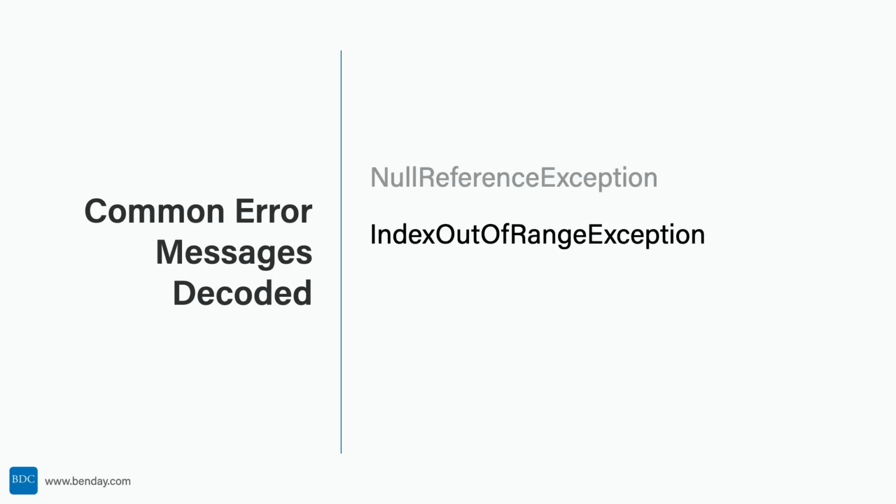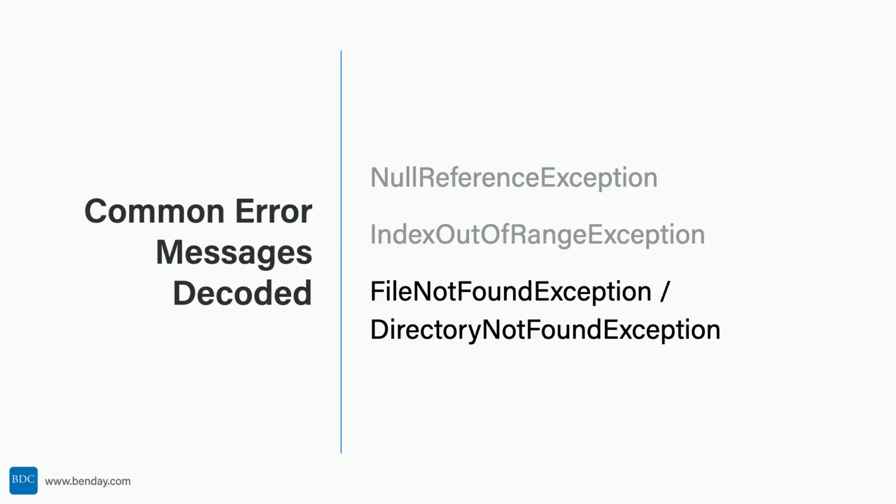Index out of range exceptions happen when you're working with arrays and collections. Let's say you have an array with 5 items in it, and then you ask for item number 6. There's no item 6, so you get an index out of range exception. File not found and directory not found. These exceptions are pretty self-explanatory. You're trying to do something with a file or a directory in the file system, and it doesn't exist.